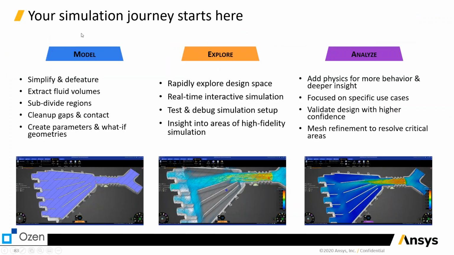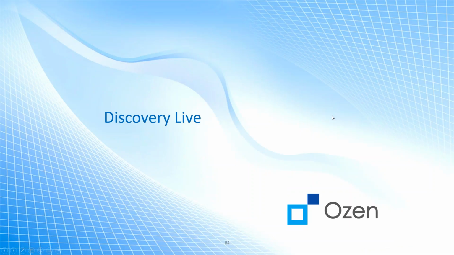Here's what I was talking about, the model, basically the CAD, Explore. This is the typical ANSYS Discovery Live. And then here is the Analyze tab, which basically allows you to have more control over the physics and also the mesh, and to have a higher level of confidence by making it more accurate by controlling the mesh and the contact tools.